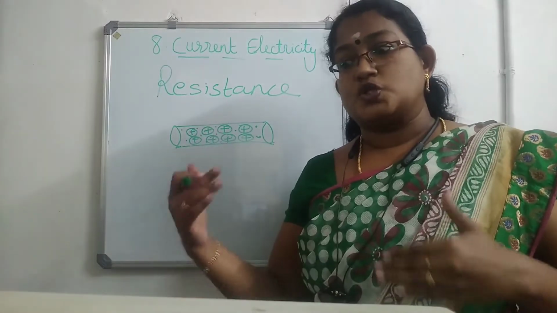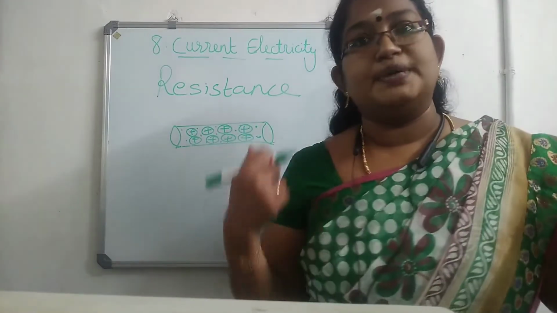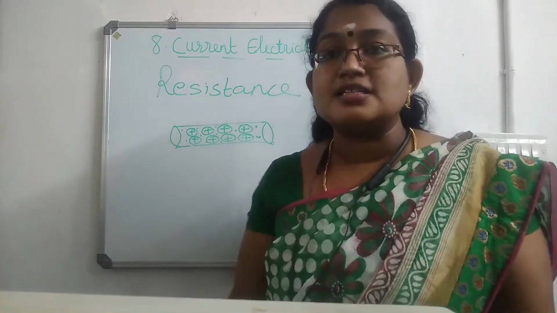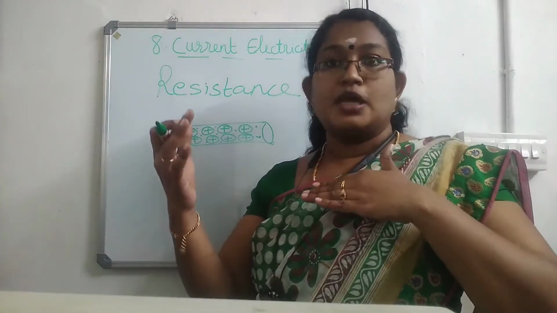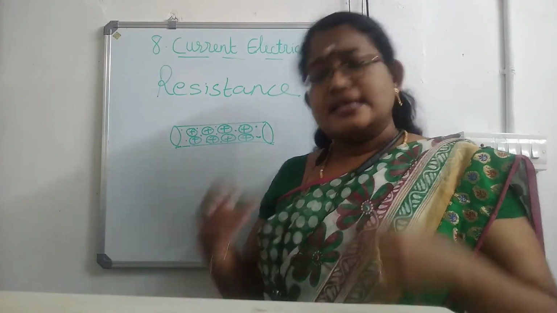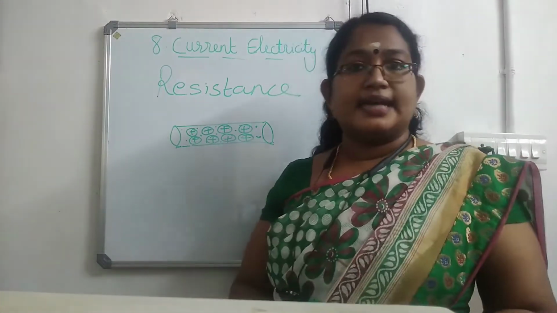Current will be produced only if the electrons move in a particular direction. In this case, the electrons are in random motion, not in a particular order. So now there is no current. Simply the electrons are moving here and there.